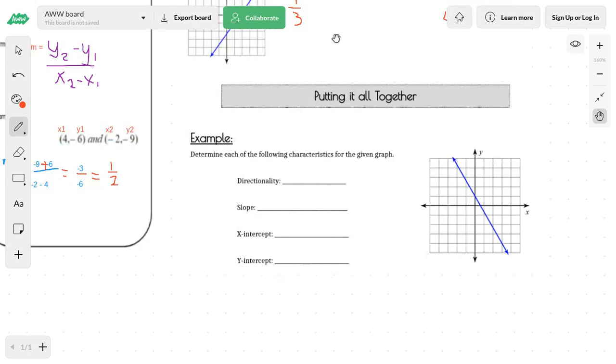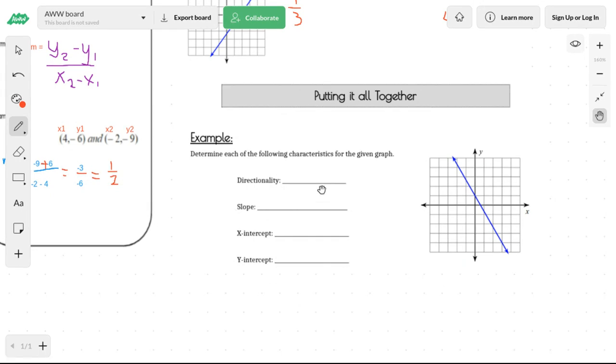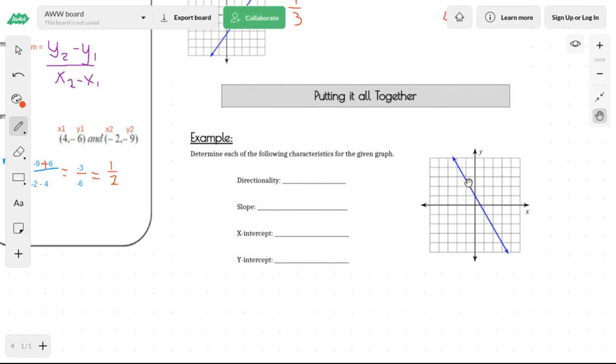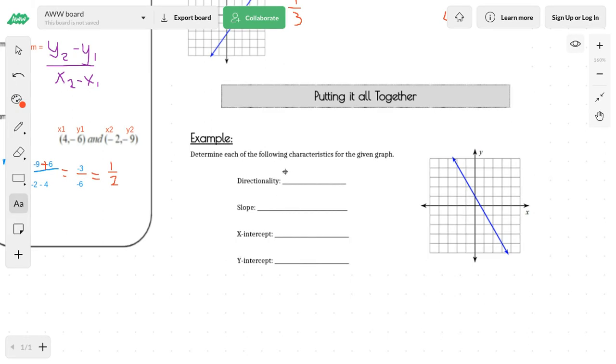And last but not least, we want to put this all together. So we want to make sure that we can find all of the characteristics for any linear function. So the first thing we're going to want to know is, is this line increasing or decreasing? Well, as I read left to right, I can see that this line is going down. So this is a decreasing line.